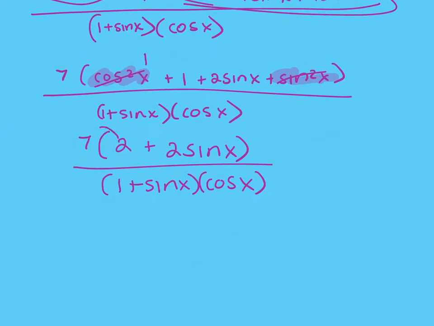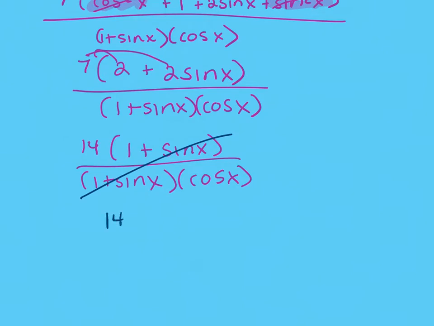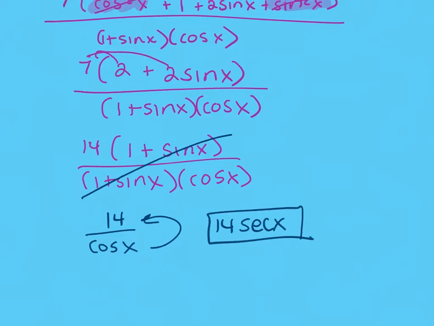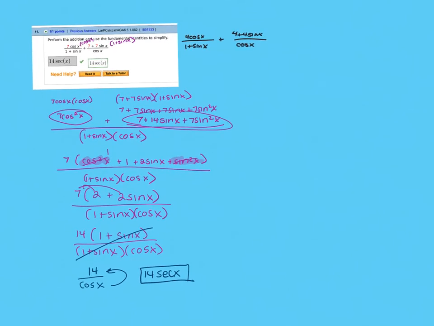That means I can take out another number because I can bring out 2. So this is 14 times 1 plus sine x over 1 plus sine x times cosine x. These cancel and I get 14 over cosine x. Cosine's going to come to the top as its reciprocal function, which is secant. So if your numbers were different, like the other one, I think that was yours, Valentina, right? It was 4. Everything's exactly the same except for the numbers that are there. It should have been 8 because you would have had double it.